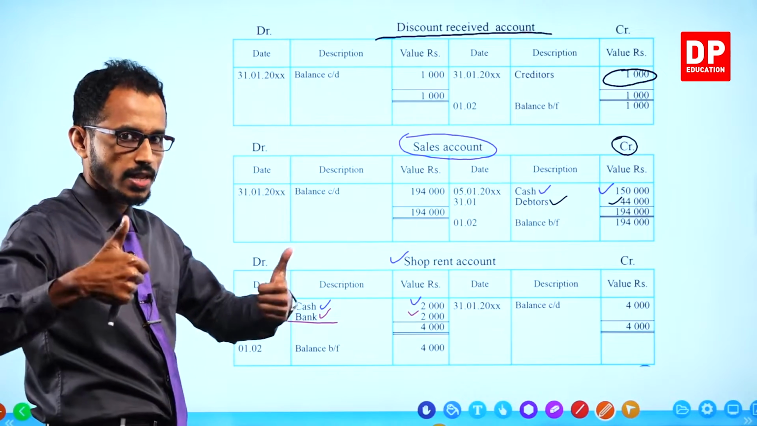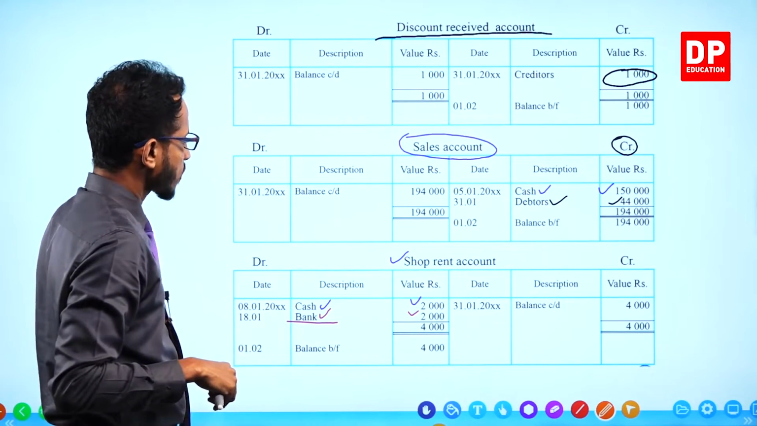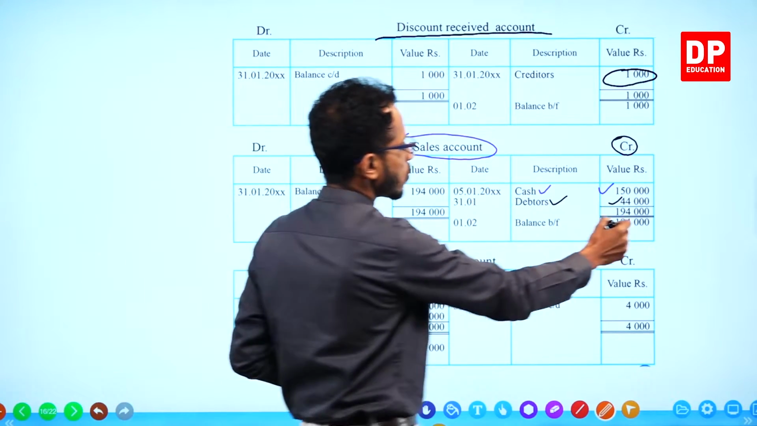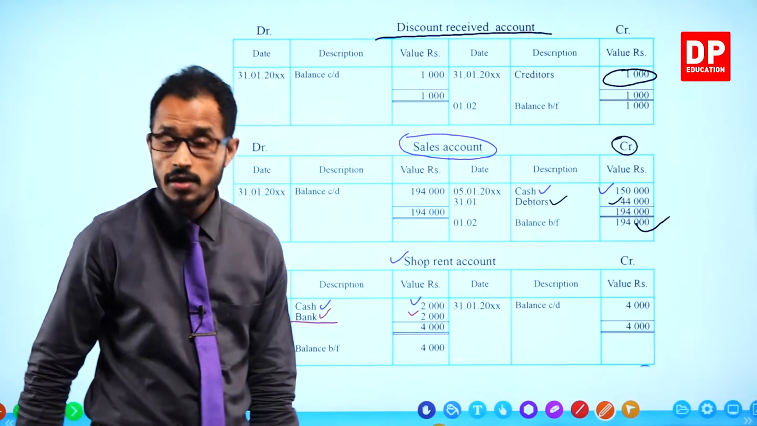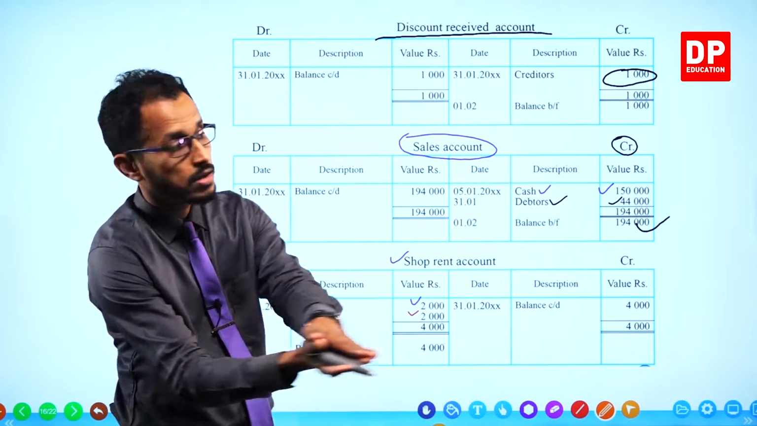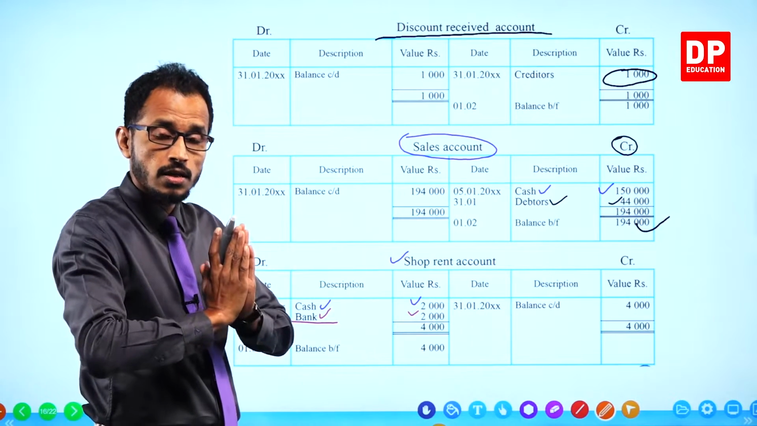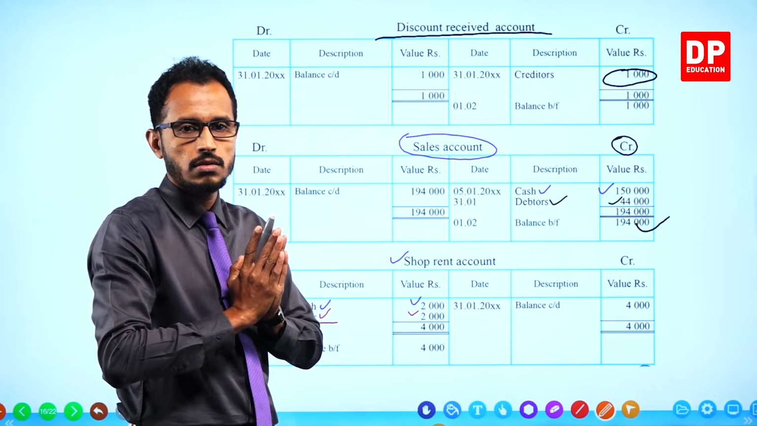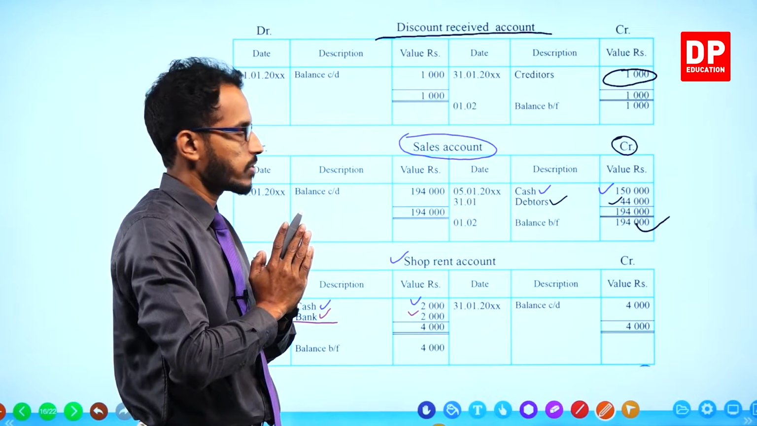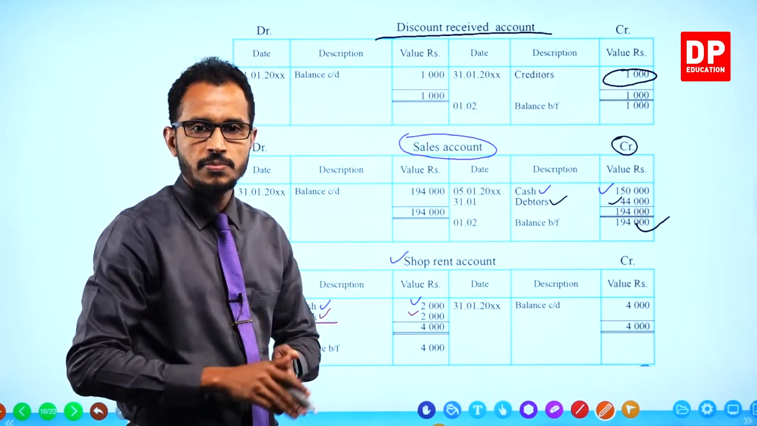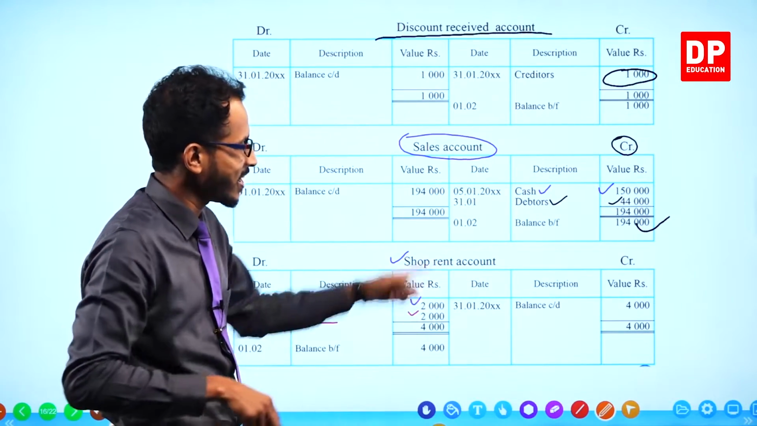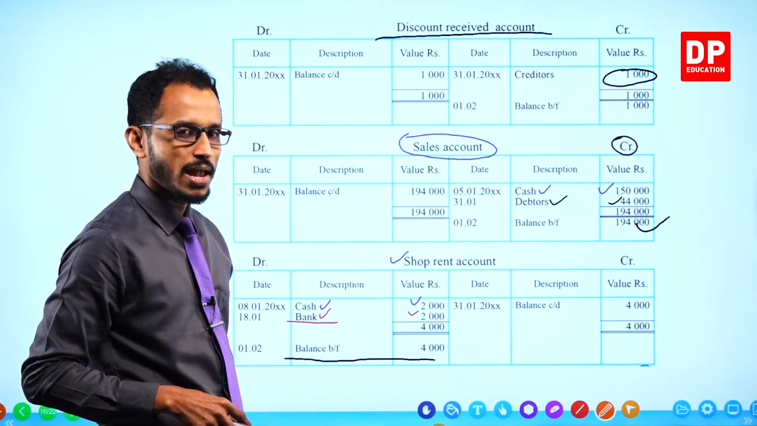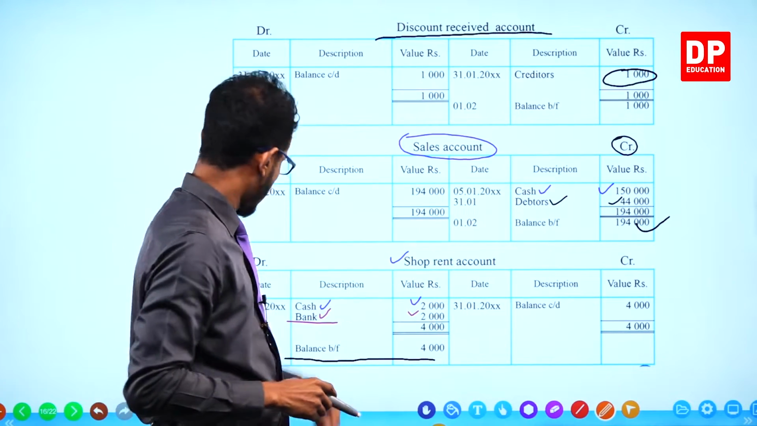Okay, that's it, children. Just balance all the accounts and take the balance brought forward of each and every account to the trial balance. Let's do it.